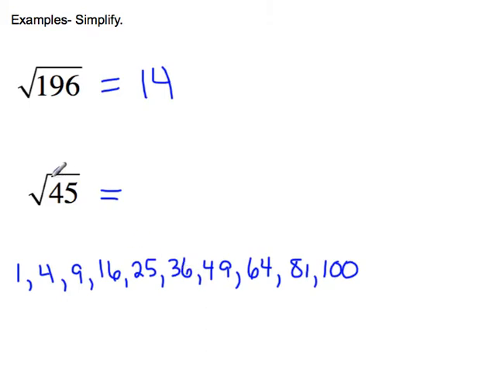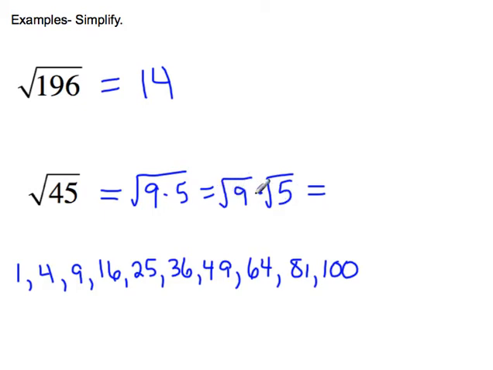So let's go back to 45. Which of these perfect squares, what is the biggest perfect square that goes into 45? Looking at those numbers, I would say 9. So I'm going to rewrite this as the square root of 9 times 5. And this is where the product property comes in. I could rewrite this as the square root of 9 times the square root of 5. And you may start to get into the habit of just writing this as two square roots right from the beginning. So it's square root 9 times square root 5 for the square root of 45.